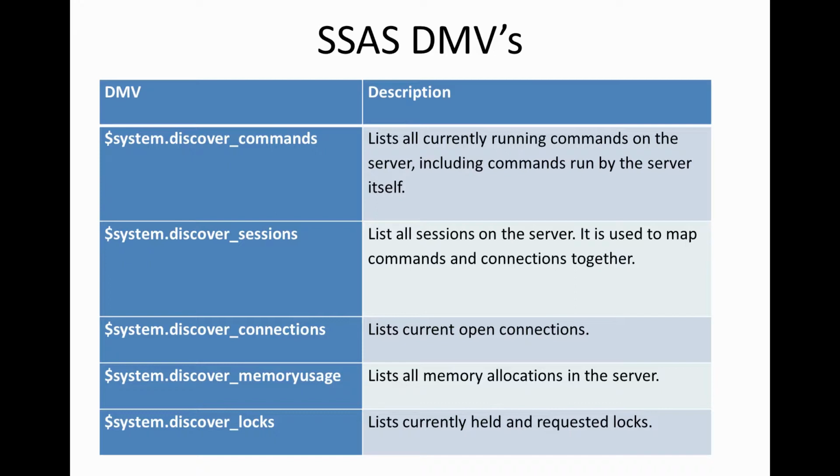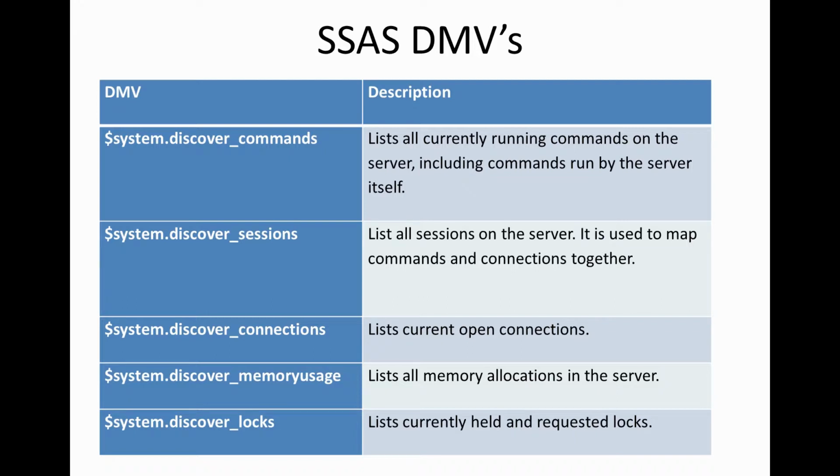All right. We've got some dynamic management views to work with, and these are not all of them, but these are a lot of the most common ones that people will use. Our Discover Commands DMV is going to list all of our currently running commands. Kind of think of it like an sp_who. Our Discover Sessions is going to list all the sessions on the server. And connections, probably going to tell us which connections are there. So typically, to really get an equivalent for sp_who, we really are going to get Discover Connections, Discover Sessions, Discover Commands, and sort of union those together and get a nice cross-section of what's actually going on our server.